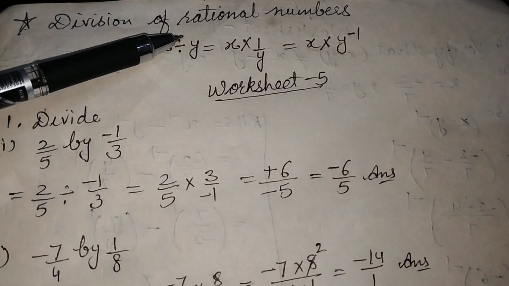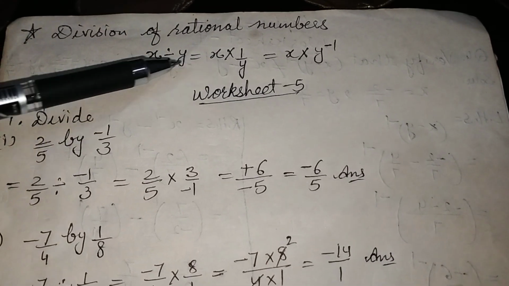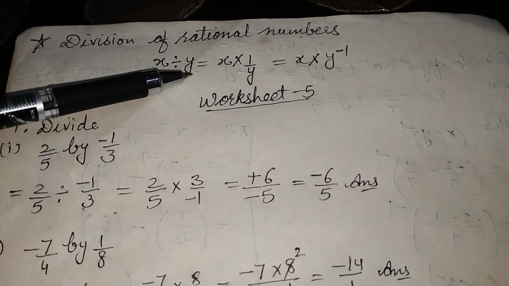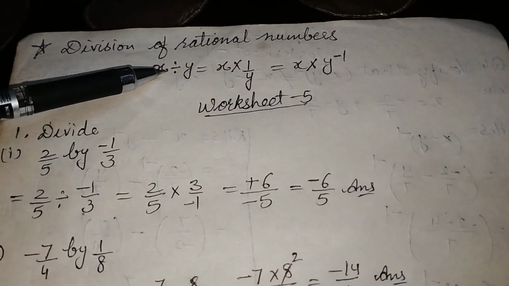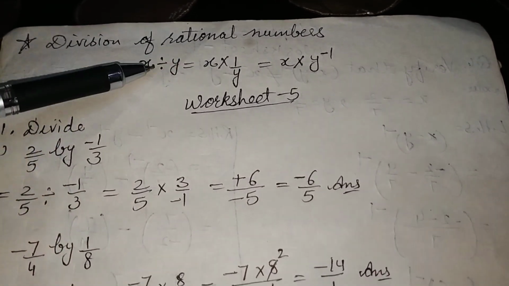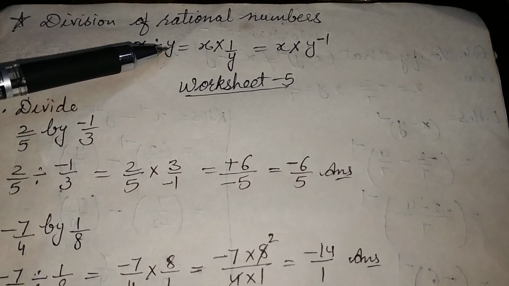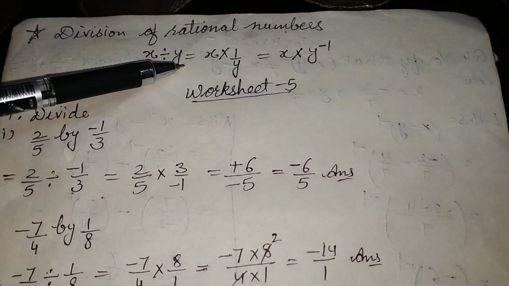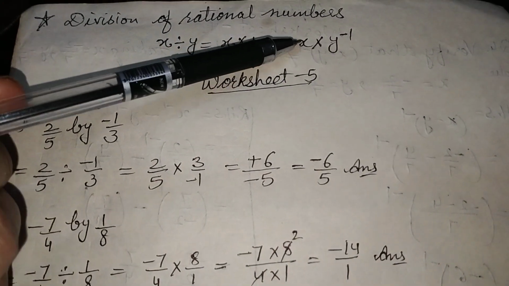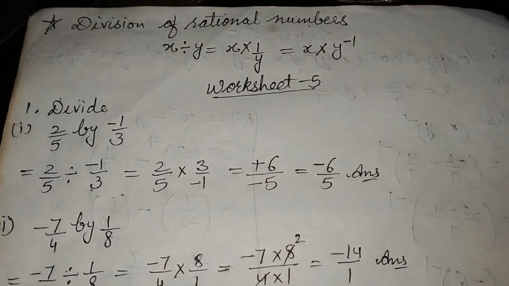Now how to solve? In place of division, we will write the multiplication sign and we will write the reciprocal of the next rational number. Here x divided by y, we will write it as x, in place of division we write the multiply sign, and the reciprocal of y, which is y upon 1, we will write as 1 upon y. And we can write it like this, x into y raised to power minus 1. Clear?